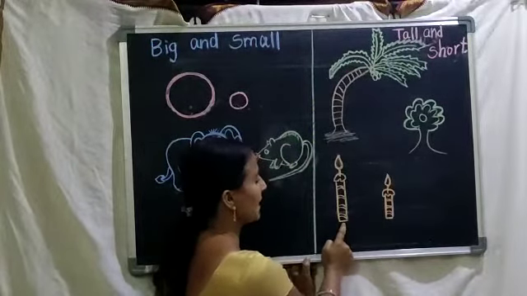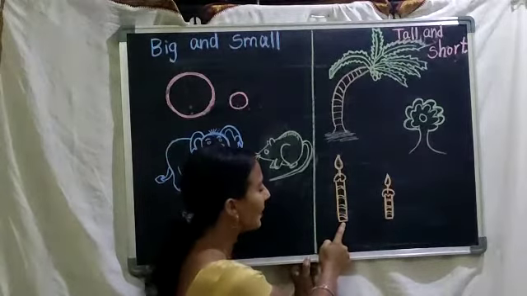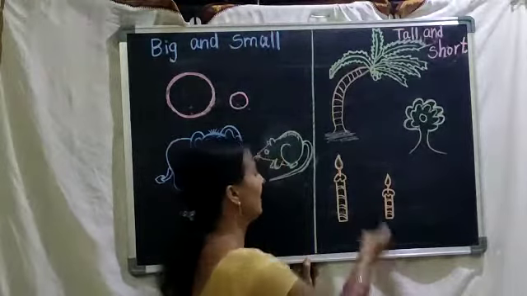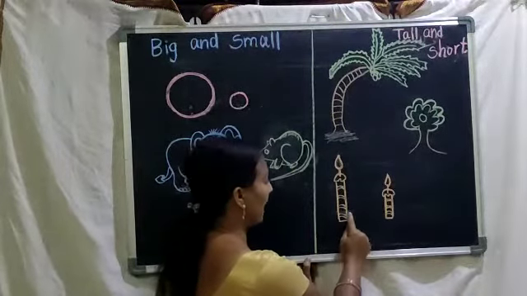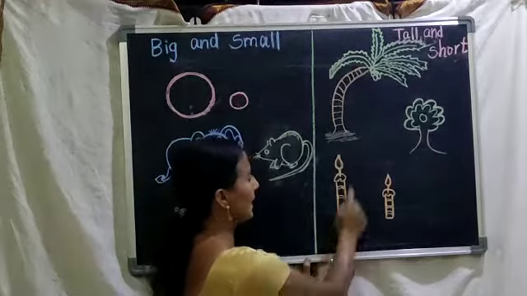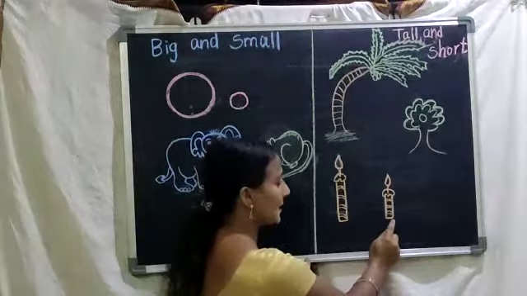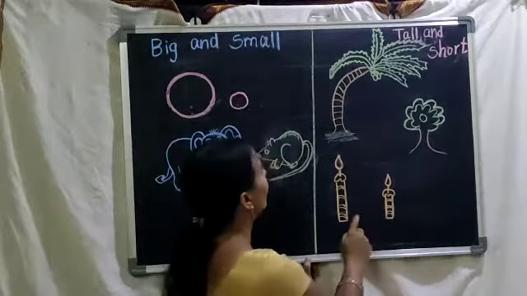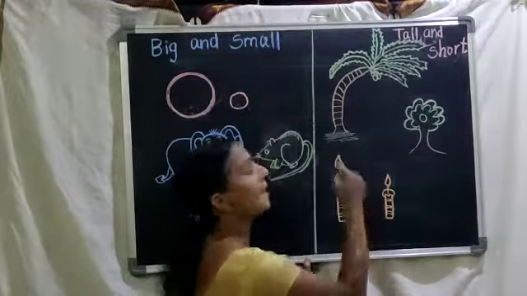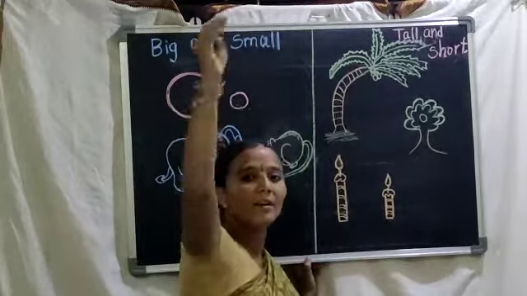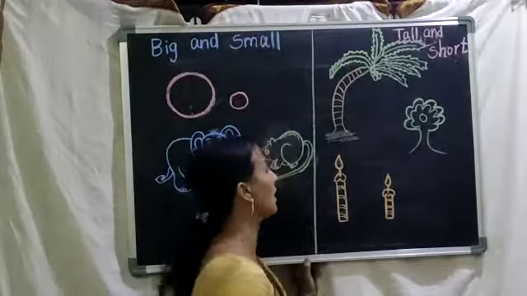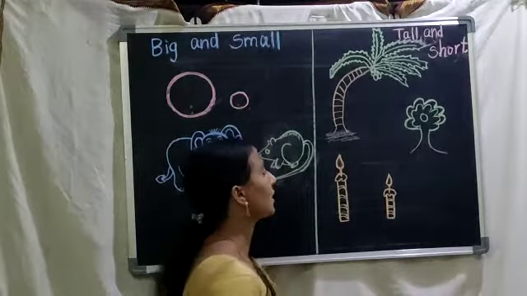Down the picture, see here, children. What is this? Candle. And this is two candles. Two candles we are seeing here. Yes. How is the candle looking? This candle is looking tall. And this is looking short. Tall candle, short candle. Tall, short.